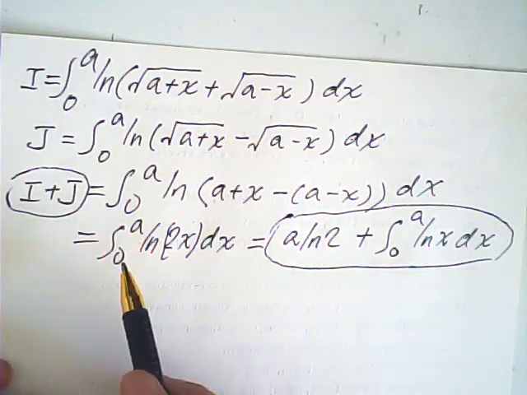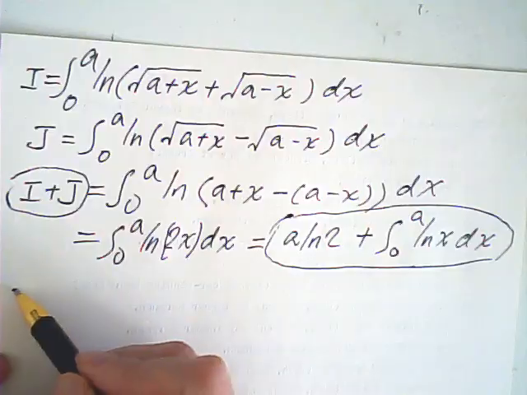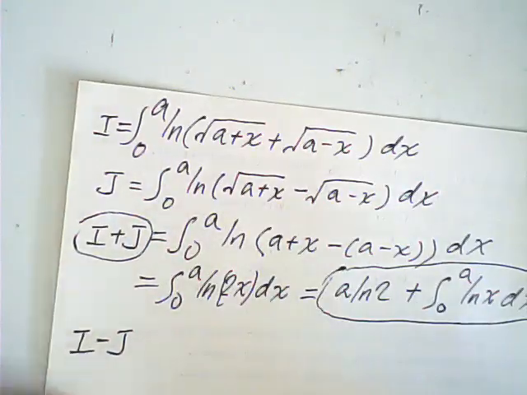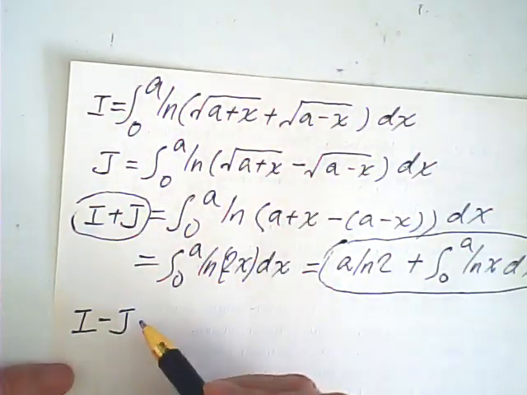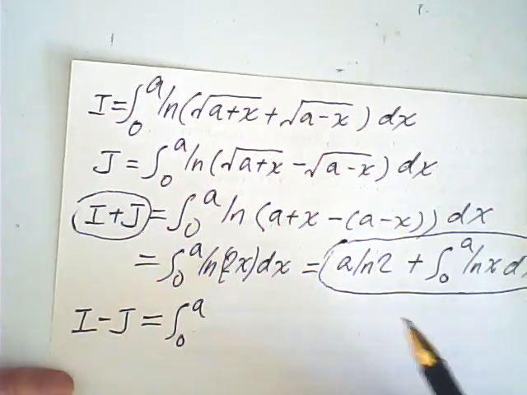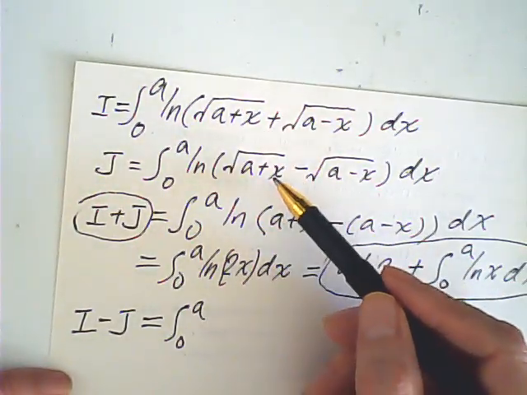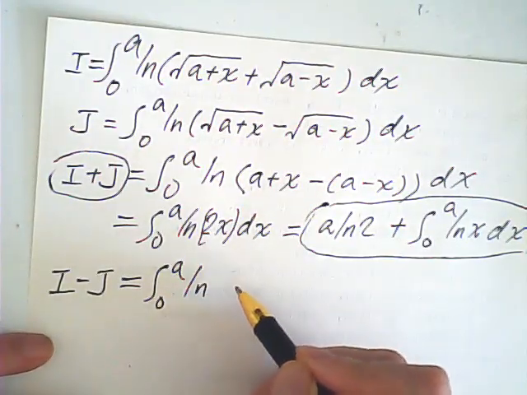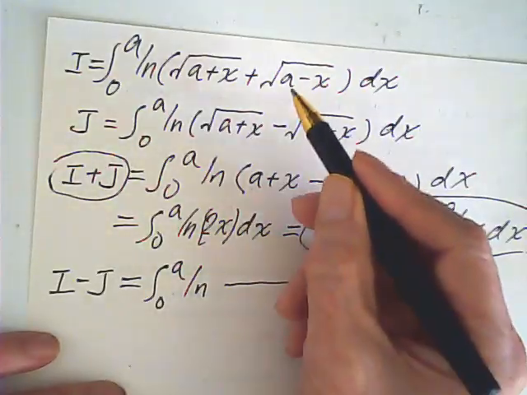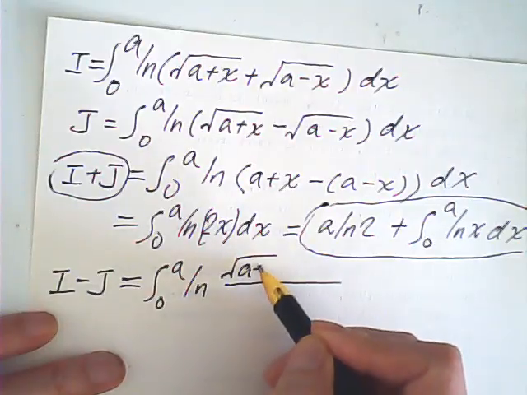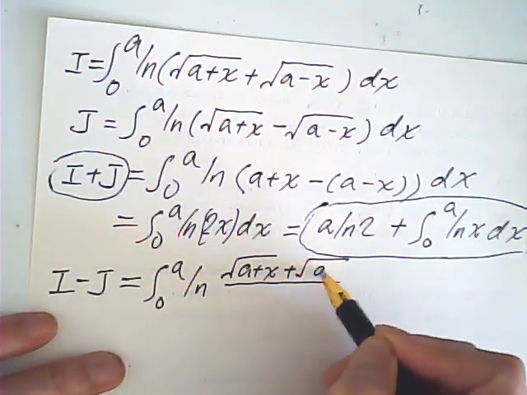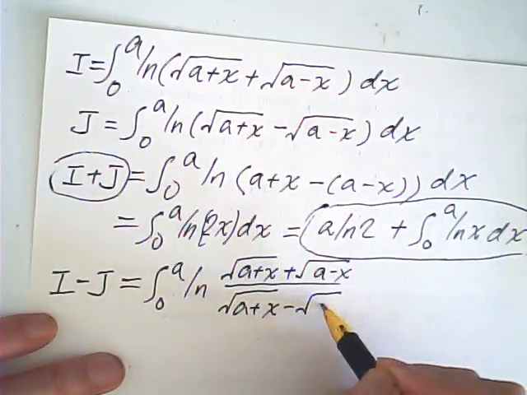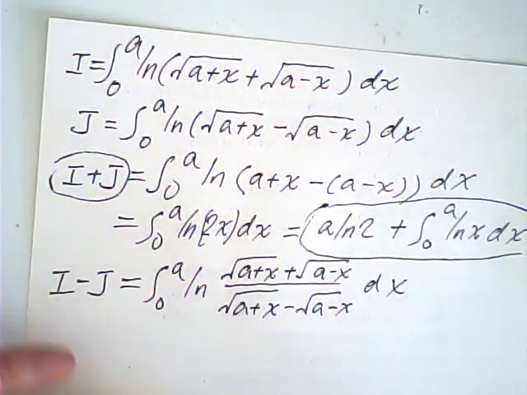Now I create another equation, I minus J, so that I can solve for I. So this one is equal to this minus that. According to the log property, this minus this becomes a log of this over that, right? The log of (a plus x) over (a minus x) dx.